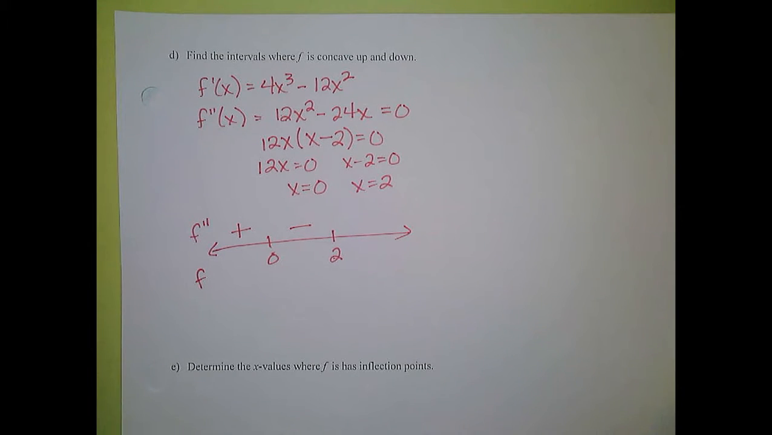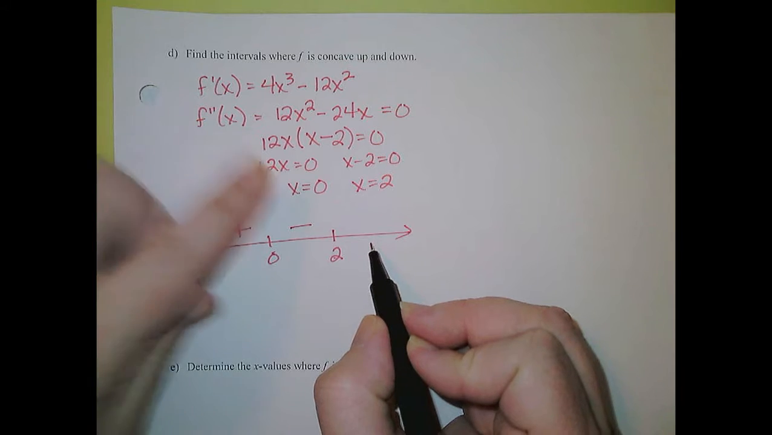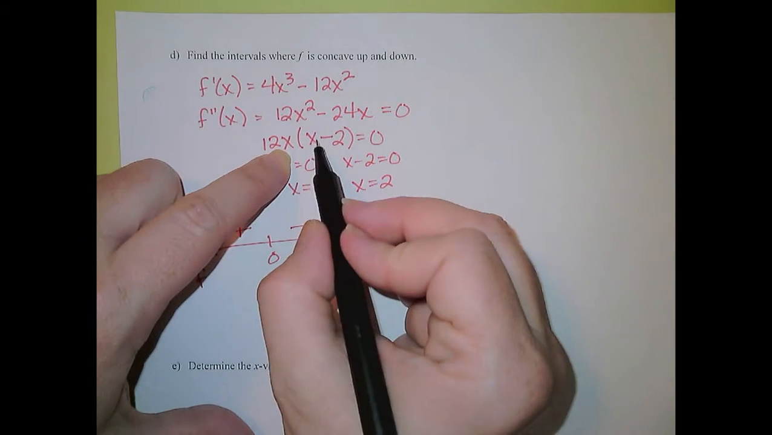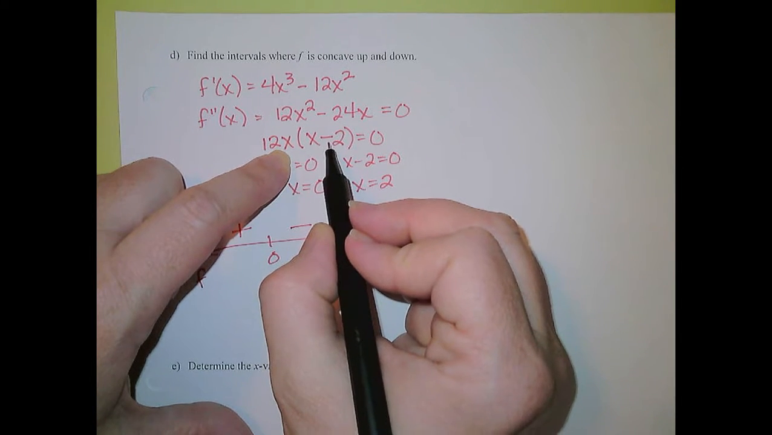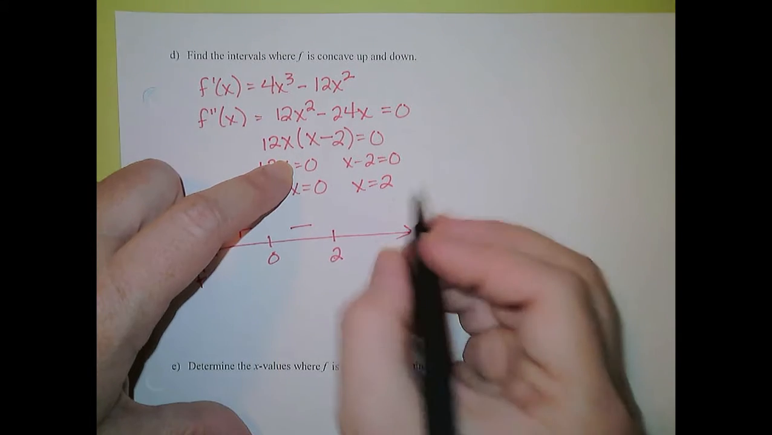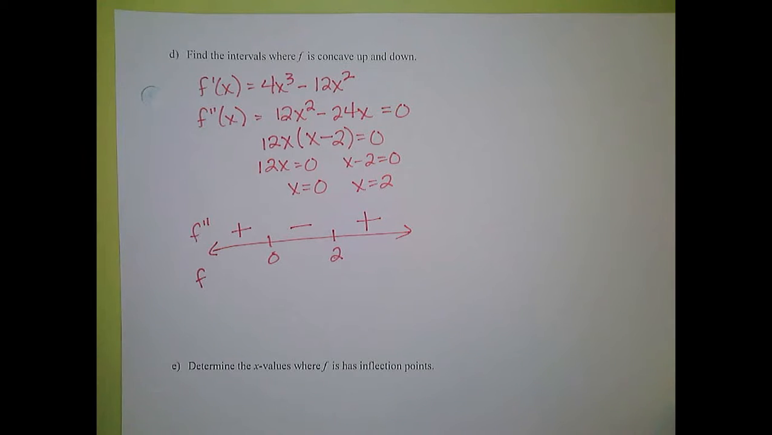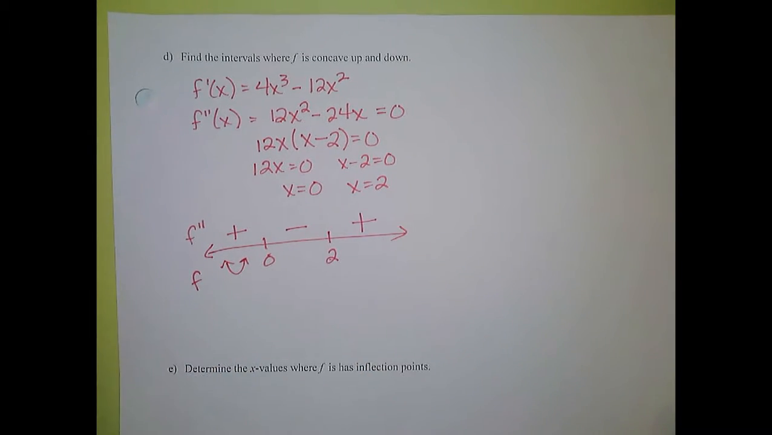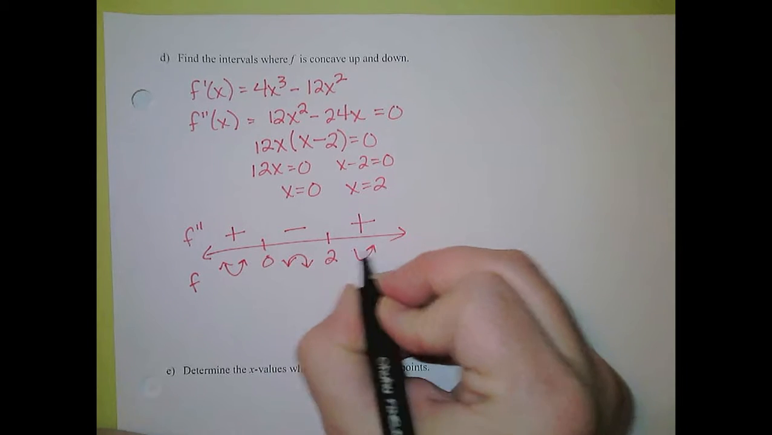And finally, if I plug in a value in this region, some number that's greater than 2, 12 times a positive gives me a positive here. And if I plug in a value that's bigger than 2, like say 3, and subtract 2, it's also going to be positive. So now I have a positive value times a positive value, which gives me a positive product. And previously we said that if the second derivative is positive, we know that the graph is concave up. If the second derivative is negative, we know that the graph is concave down. So this region must also be concave up.